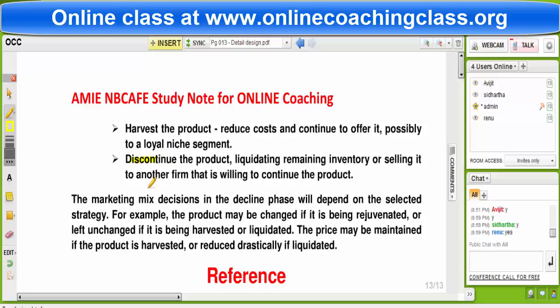The marketing mix decision in the decline phase will depend on the selected strategy. For example, the product may be changed if it is being rejuvenated or left unchanged if it is being harvested or liquidated. The price may be maintained if the product is harvested or reduced drastically if liquidated. So it is the product life cycle.